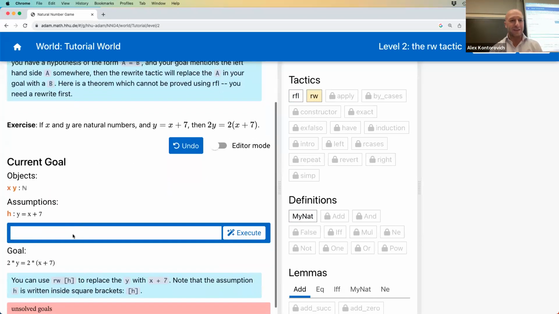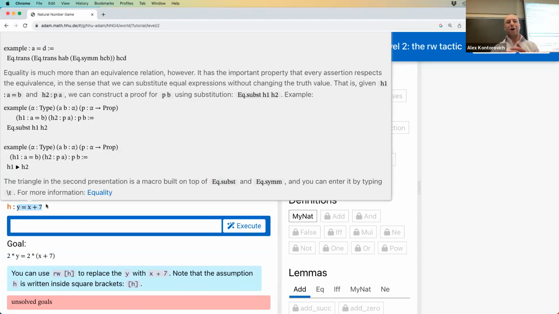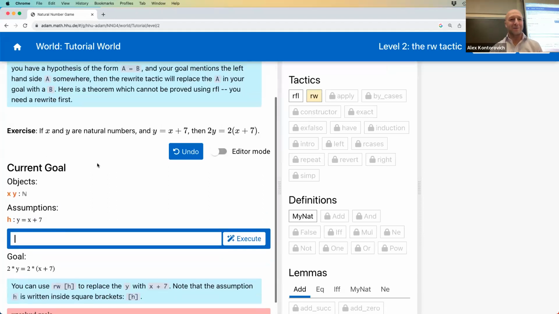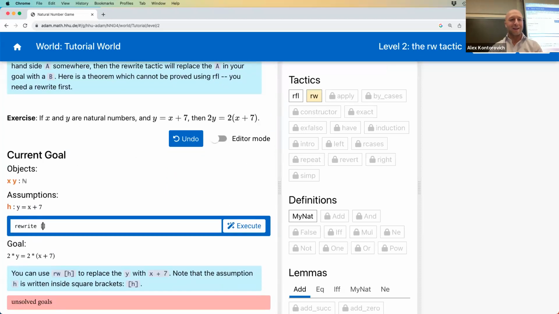Okay, that was easy. Now, our goal is 2y is equal to 2 times x plus 7, and our assumption is the hypothesis H of type y is equal to x plus 7. So how do I get it to rewrite this, replace y with x plus 7? That's the rewrite tactic. So that's what it's going to say up here. You could spell out the whole thing, rewrite. I think it'll take rewrite H, but we have not unlocked the tactic rewrite yet, but we have the shorthand RW. RW H. Okay, great.